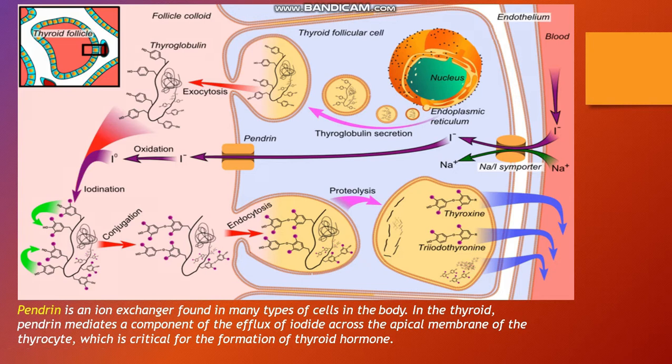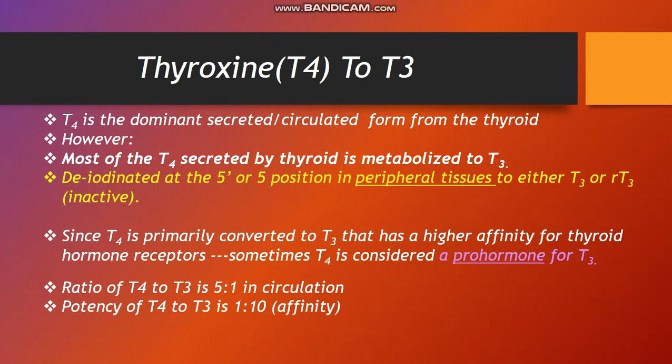Thyroxine. T4 is the dominant secreted and circulated form from the thyroid. However, most of the T4 secreted by the thyroid is metabolized to T3. As I have told you before, the metabolic form is T3, deiodinated at the 5 prime or 5 position in the peripheral tissues to either T3 or inactive reverse T3.